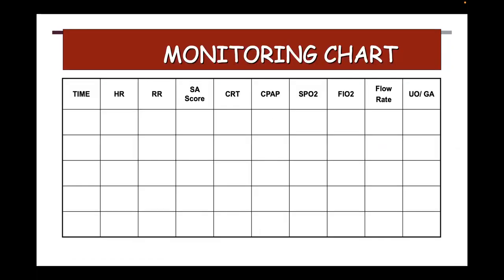So this is the monitoring chart for CPAP, where babies should be monitored every 2 to 4 hourly, depending on how sick the patient is. This includes heart rate, respiratory rate, SAS score, which is a score used to monitor respiratory distress, based on upper chest and lower chest retractions, xiphoid retractions, grunt and nasal flaring. And then we have CRT, CPAP pressure, saturation, FiO2, flow, and abdominal girth.